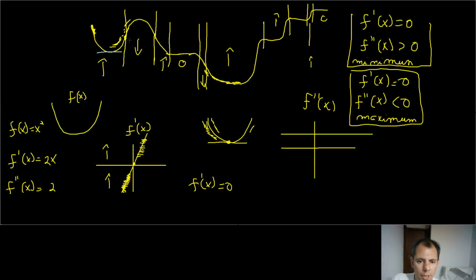Now at this point here, this is called the point of inflection. That's when the second derivative is 0, okay, and the first derivative is not 0. So here you can see that the tangent is not 0, but this is the point.